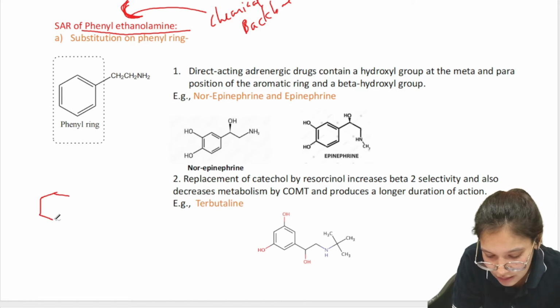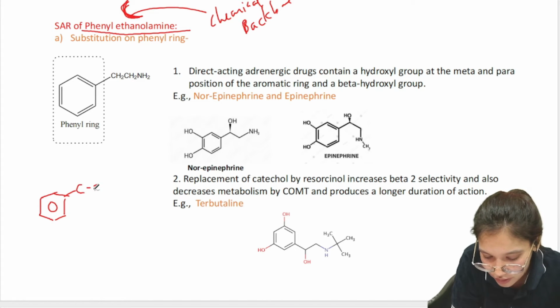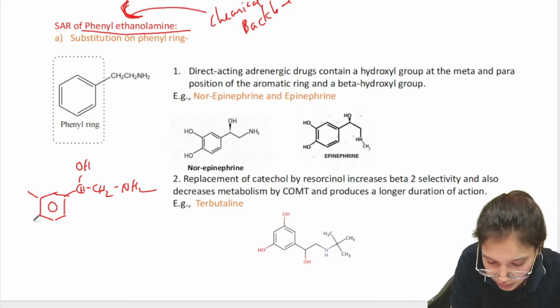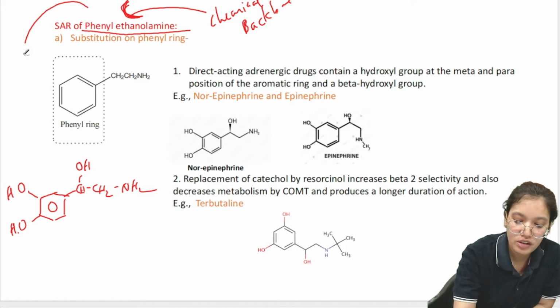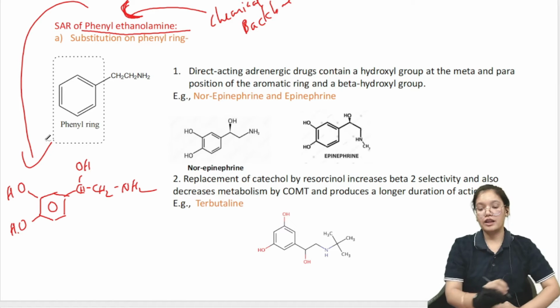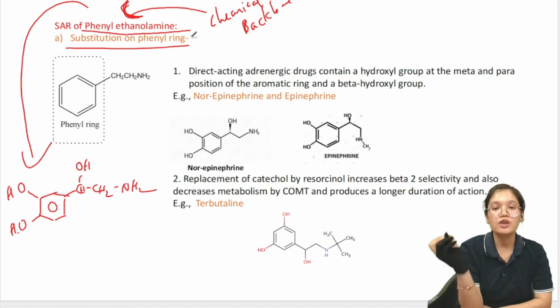It has a very simple structure. This is the phenyl ring. Here we have an ethanol. Here we have an amine group, and as it contains a catechol ring, we have two OH groups. So, this is the structure of phenylethylamine. Okay, now talking about the SAR of phenylethylamine, first the substitution on the phenyl ring.